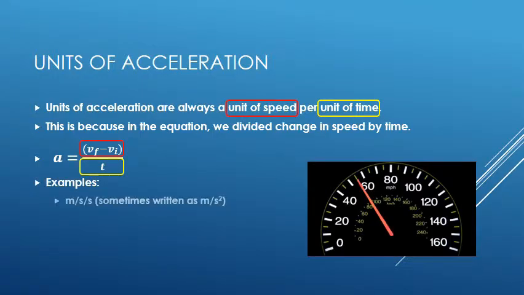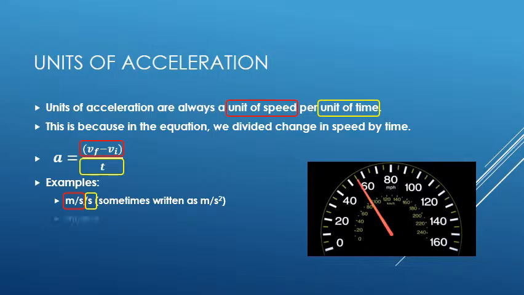If we look at some examples, we have meters per second per second. Sometimes you might see that written as meters per second squared. And that looks confusing, but all that means is we have right here at the beginning meters per second, which we learned in the previous video is a unit of speed. And that is per unit of time. Right here we have seconds, which we also learned in the previous video, seconds measure time.